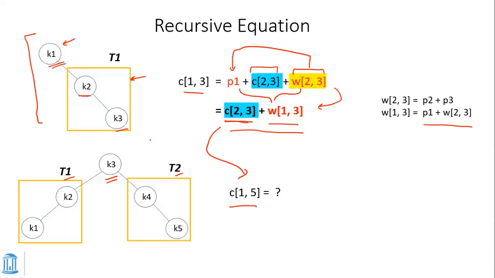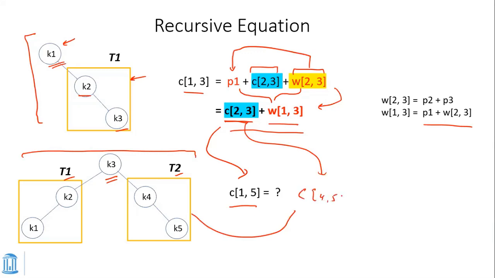So hopefully that's going to continue on. I could still write this component over here, which is the cost of 1 through 5 is now the cost of 4, 5. All right, so that should be a big hint. Plus something else. Oh, sorry, I didn't see your hand. Yeah.